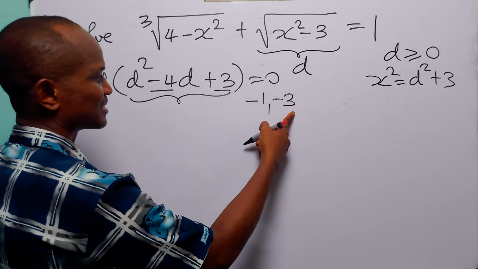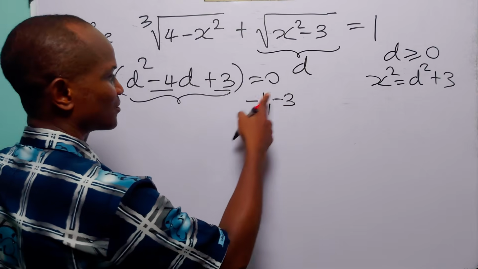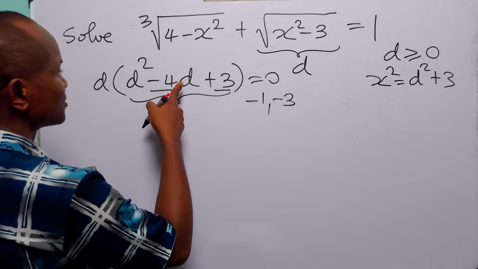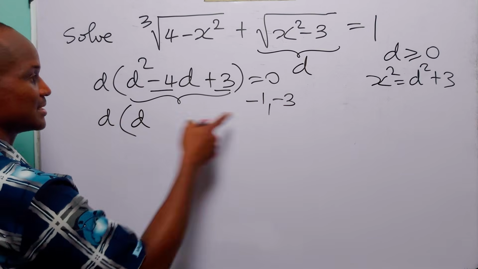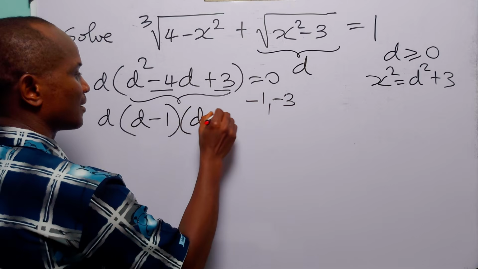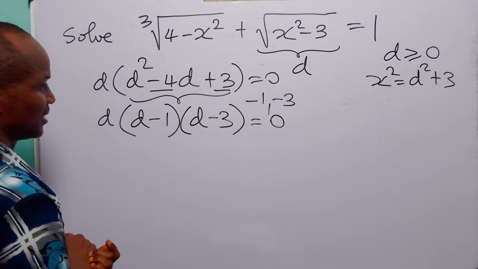Because minus 1 times minus 3 is going to give us plus 3, while minus 1 minus 3 is going to give us minus 4. So from here we have d times d minus 1 times d minus 3. And of course, this is equal to 0.